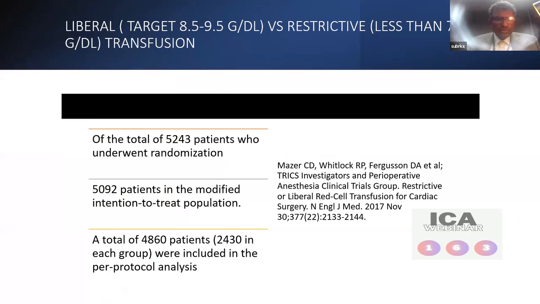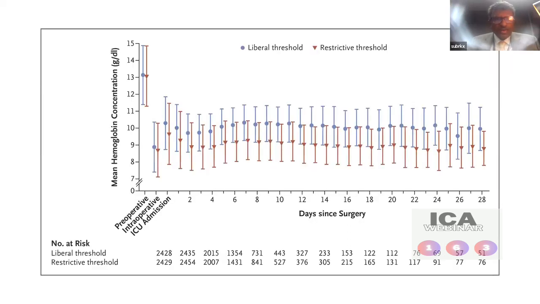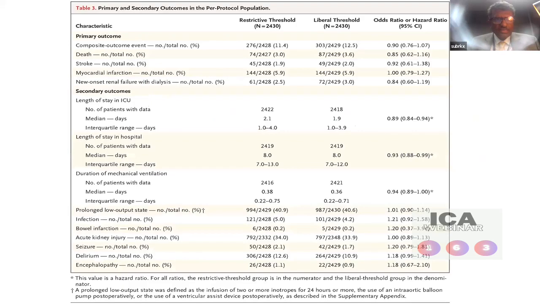So you want to transfuse when the hemoglobin drops to 7.5. Do you wait, or do you transfuse when the hemoglobin is only 9.5? This has been answered by a large study from Canada again, 5,000 patients, almost 2,000 in each group. They strictly followed the protocol here. You can see the liberal group received hemoglobin at a higher concentration, the restrictive group at a lower concentration.